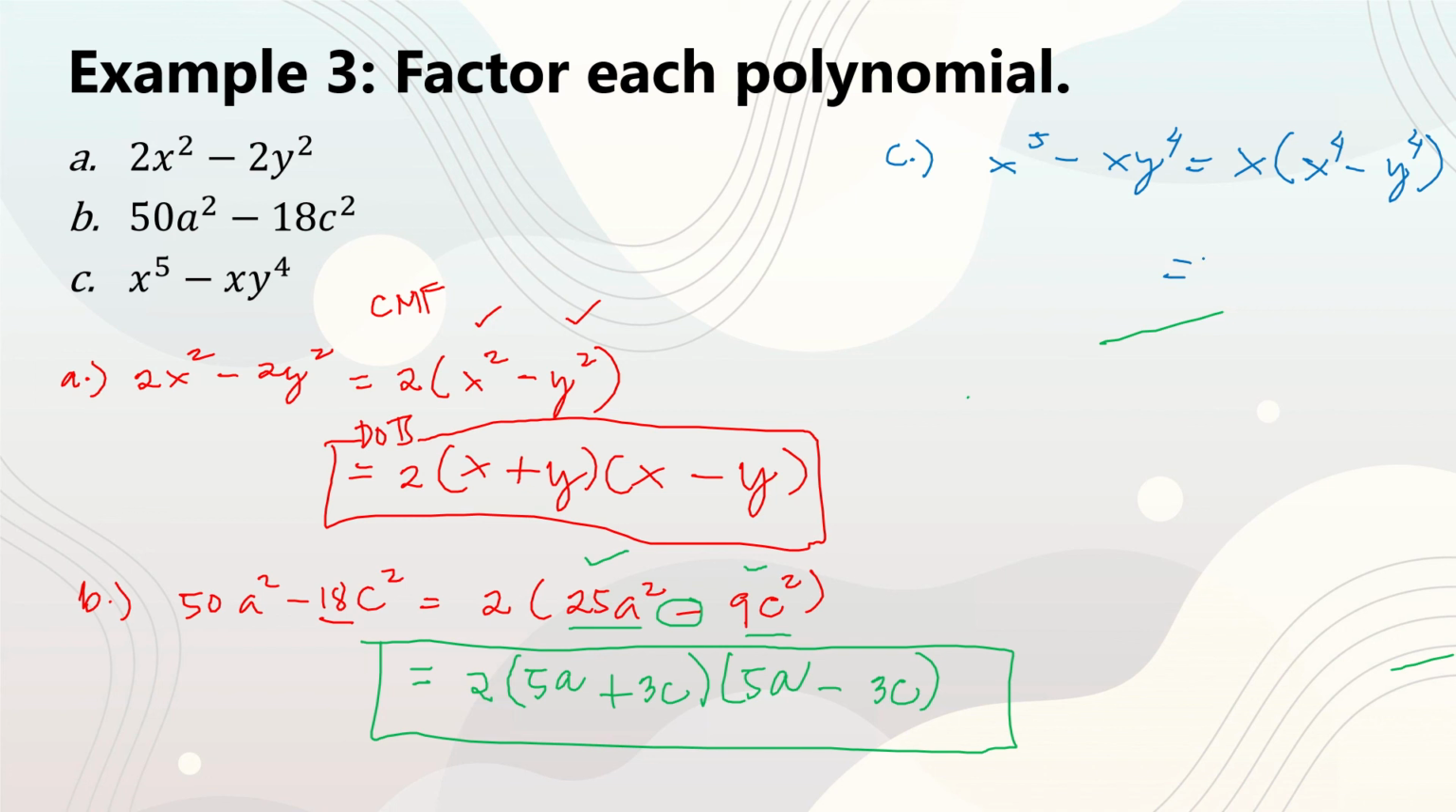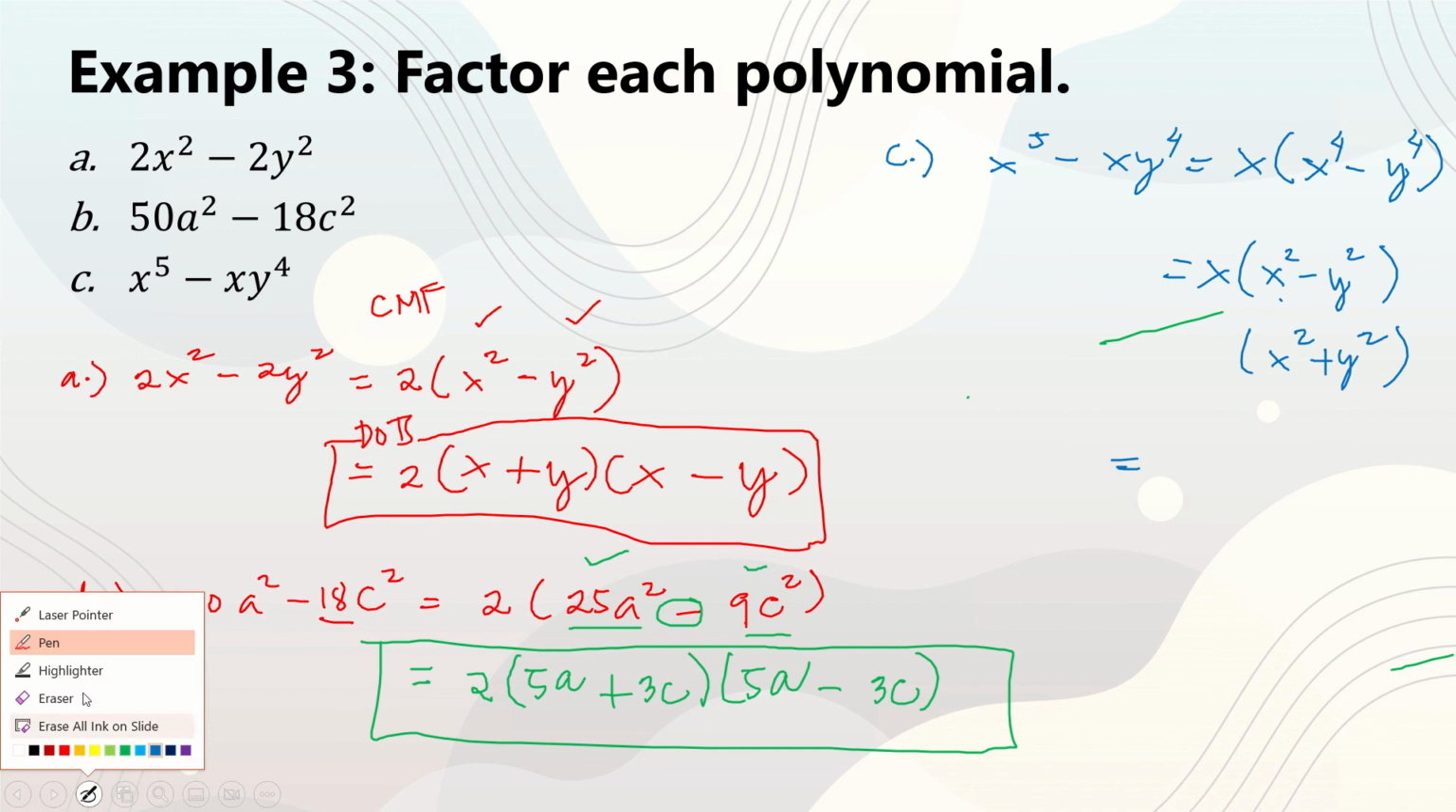Okay. So, in advance, yung sagot dito, this is factorable by DOTS. So, that's x squared minus y squared. Then, x squared plus y squared. Okay. Teka, pause. Yung x, wala na tayong magagawa. X squared plus y squared, wala na tayong magagawa din. Pero yung x squared minus y squared, may magagawa pa tayo dito.